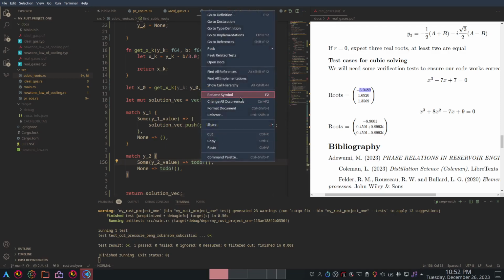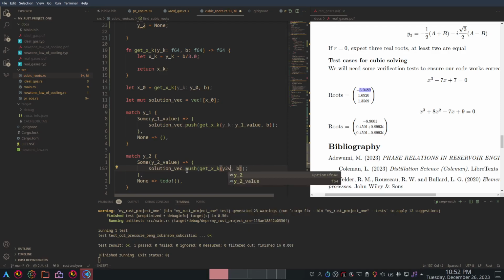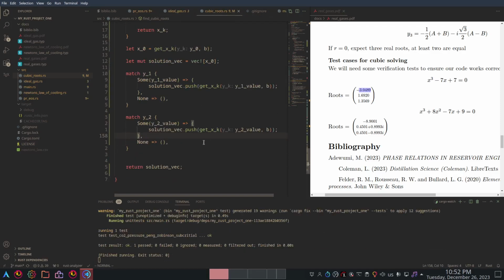Let me do a quick fix here. Oh, I can't. Let's see whether a refactor will do. Okay, add braces. Yes, I like the add braces one because it adds the curly braces for me. So I'm going to do the solution vector and change this into the y2 value. Okay, push the y2 value. Otherwise, don't do anything. Same thing. There you go. So can you see what this code is doing?